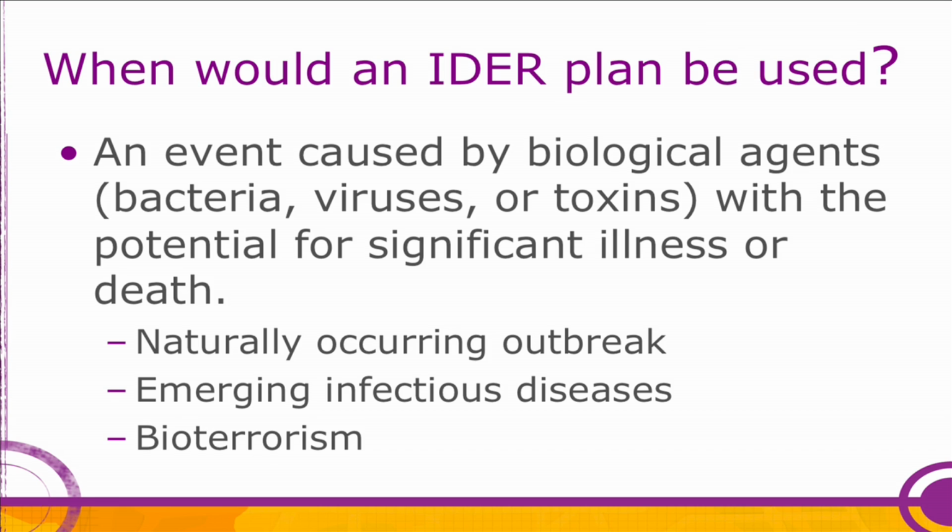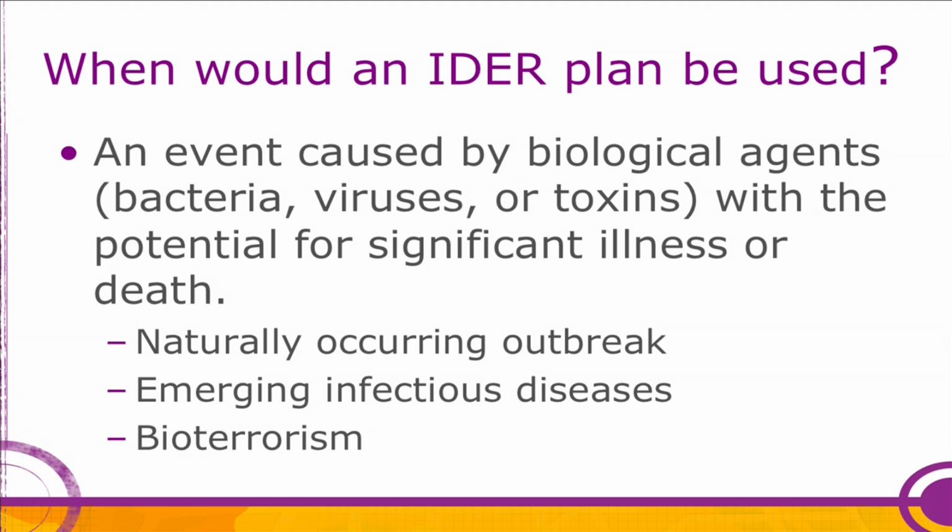So when would an infectious disease emergency response plan be used? Primarily in an event caused by a biological agent, including bacteria, viruses, or toxins, with the potential for significant illness or death. This could include a naturally occurring outbreak caused by measles or mumps, an emerging infectious disease like SARS or pandemic flu, or a bioterrorism attack like an anthrax attack.